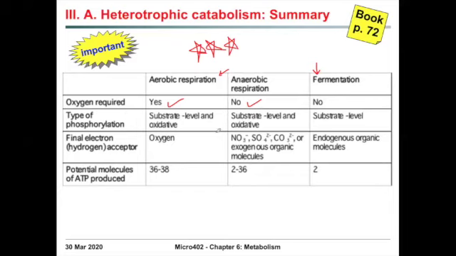What type of phosphorylation here? There is substrate level phosphorylation in all of them. All types of metabolism, of catabolism, use substrate level phosphorylation, which means they generate a little bit of ATP in the middle of the reaction. All types generate ATP in the middle.